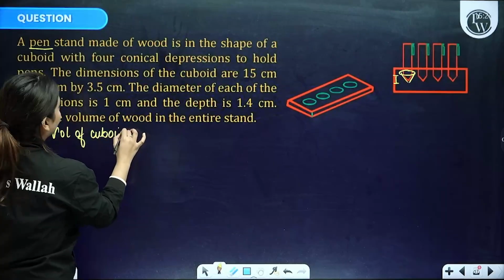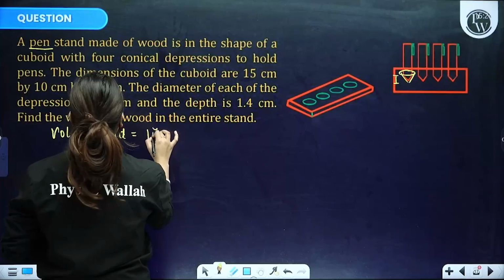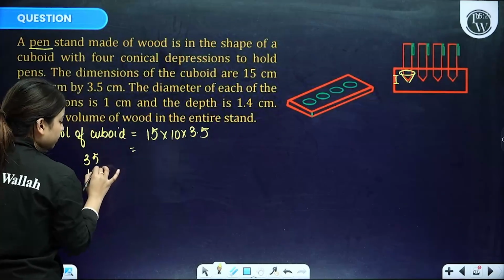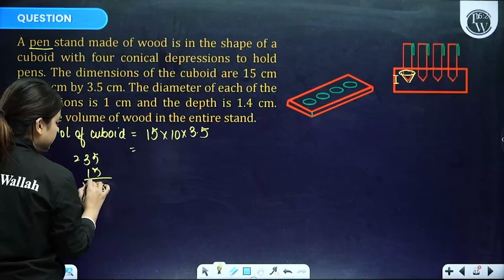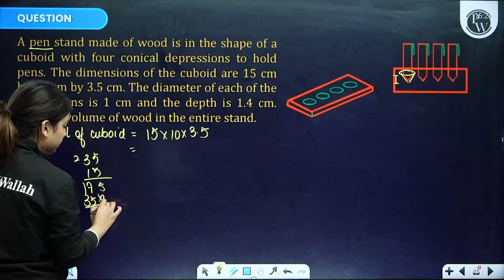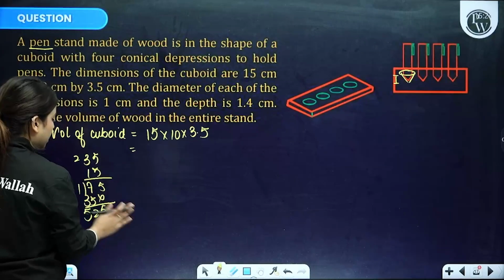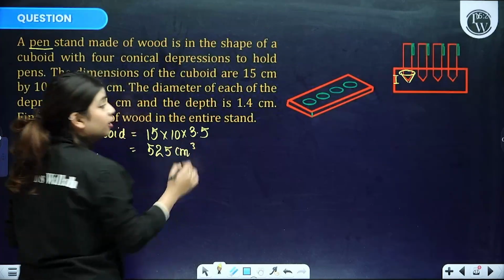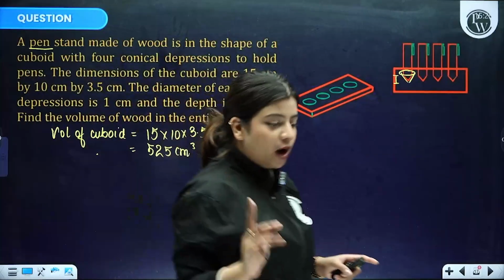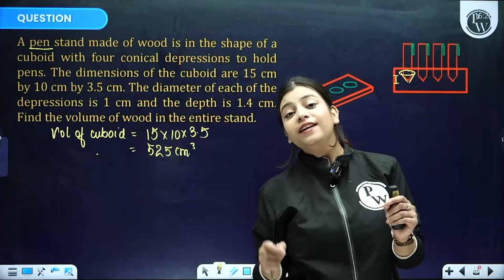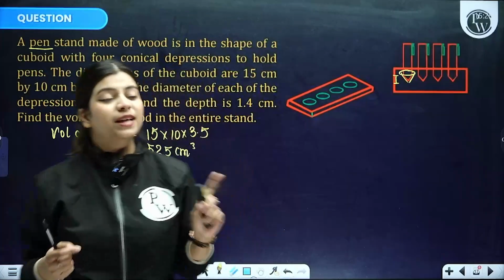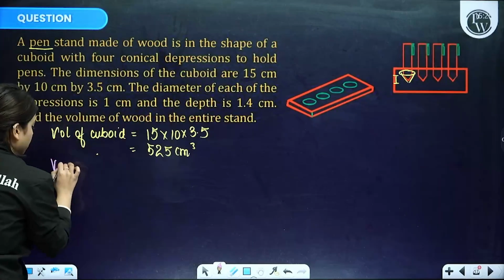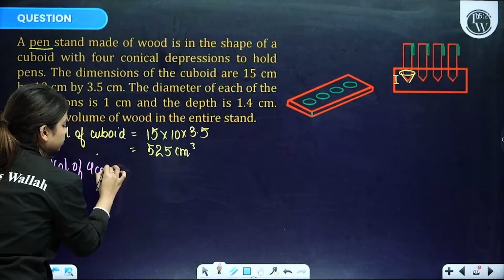Volume of cuboid is calculated by 15 into 10 into 3.5. That means 15 into 35. We have 5 5s are 25, 5 3s are 15, 16, 17, and then we are left with 35. So 525 centimeter cube is the volume of this whole cuboid. But we do not require the volume of the cuboid, people. What do we need? We need the volume of this pen stand. The next thing that we have to calculate is the volume of the cone. Volume of 4 conical depressions.